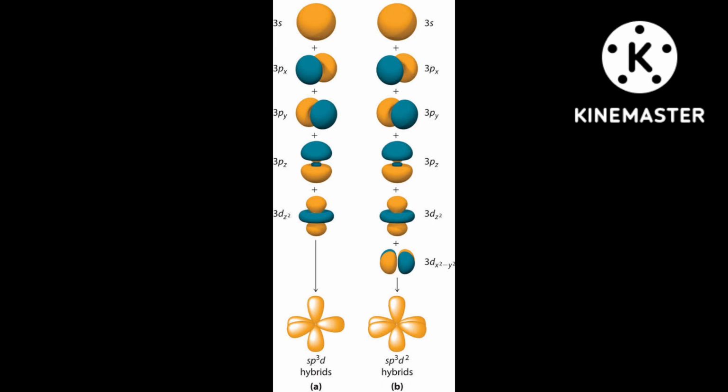Out of these, the 3 hybrid orbitals which have single electrons overlap with the 1s orbitals of hydrogen atoms. 3 hydrogen atoms will come, with their 1s orbitals, to form 3 N-H sigma bonds.